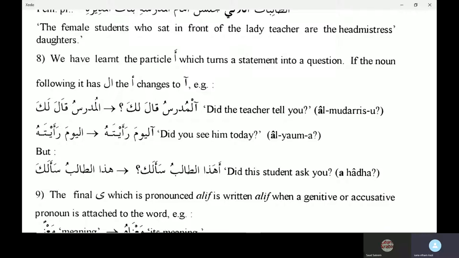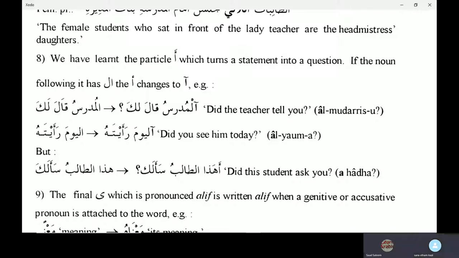Example, al-mudarrisu qala laka. The first sentence is al-mudarrisu qala laka, the teacher said to you. It is a simple statement. Now, if you add alif, aal-mudarrisu qala laka, when we add the hamza it becomes aal-mudarrisu qala laka. We elongate it. So we are adding alif in front of alif lam here. We are adding hamza istifhamiya to this. It becomes a question. When I say al-mudarrisu qala laka, this means the teacher said to you. When I say aal-mudarrisu qala laka, this means did the teacher say to you?